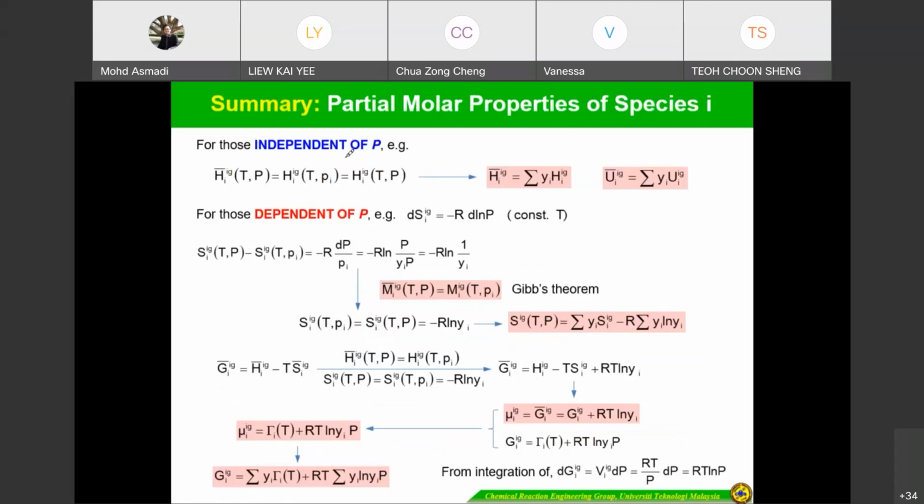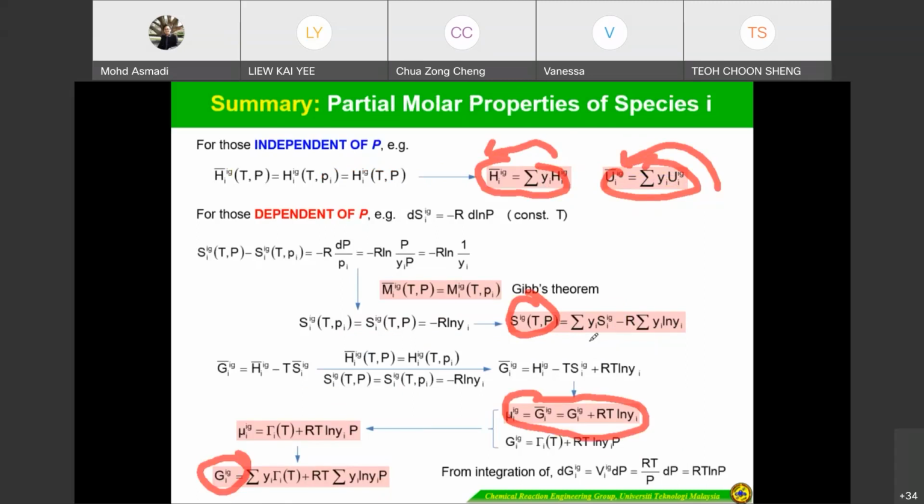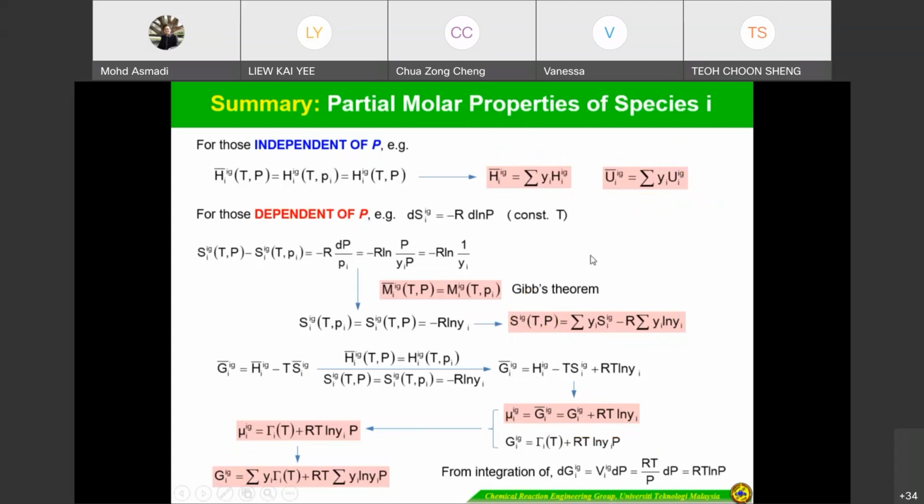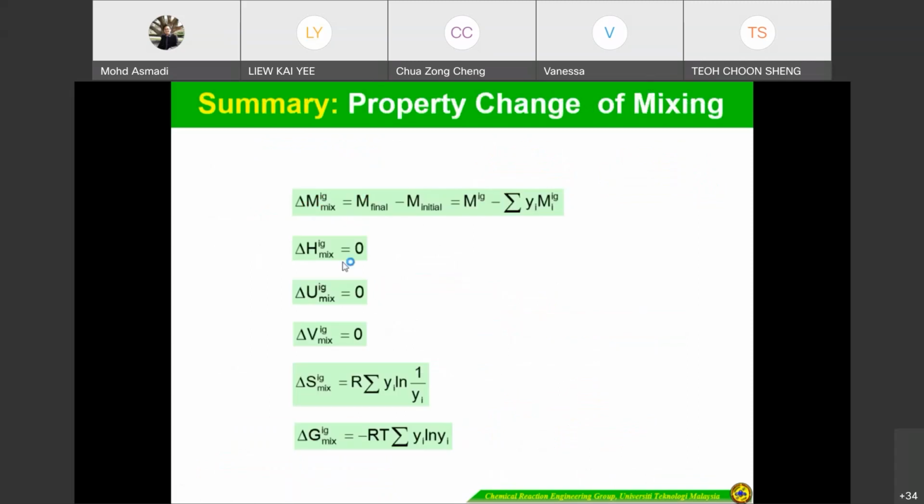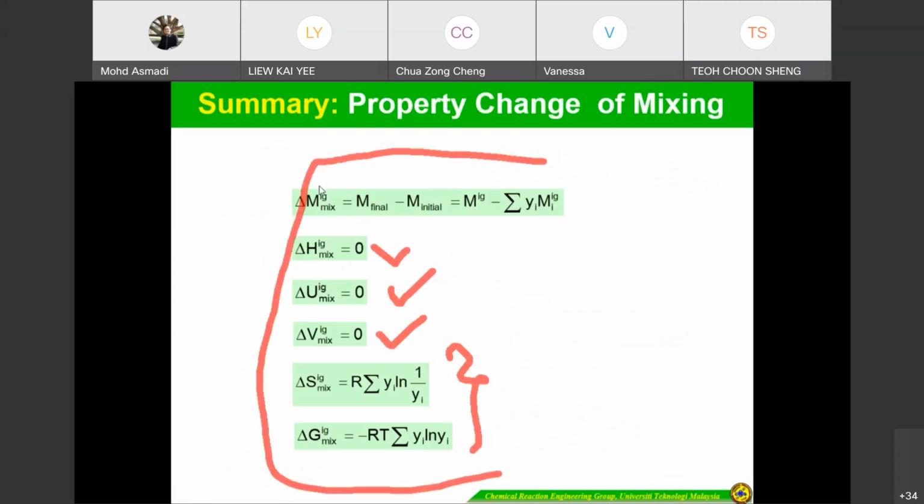In summary, since it is independent of pressure, the property change of mixing is equal to 0. And S^ig and also Gibbs energy are dependent on pressure. So finally, for the property change of mixing, you have to remember this: delta H^ig, delta U^ig, delta V^ig equal to 0, and this one is dependent on the pressure. So you have to highlight this equation for the property change of mixing.